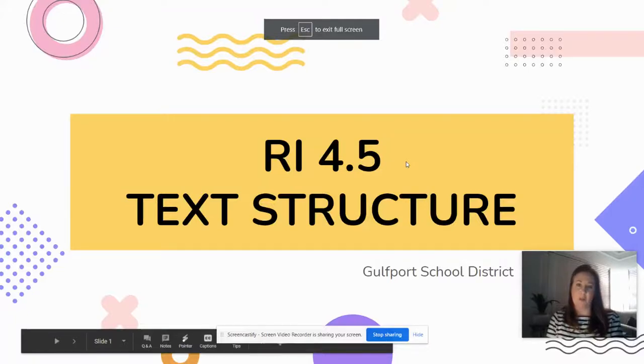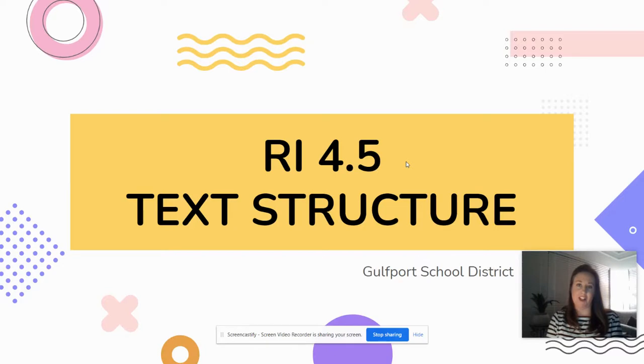Hello, my name is Jennifer Wilson and I'm with the Gulfport School District, and today we're going to talk about standard RI.4.5 text structure. Let's get started.